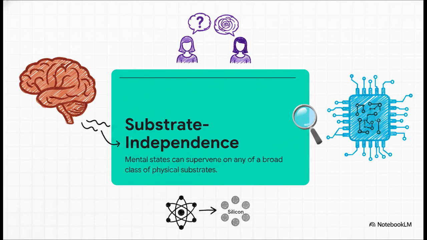Basically, this is the idea that mental states, your consciousness, your thoughts, your feelings, don't strictly require a biological carbon-based brain. As long as the structural and computational processes are perfectly replicated, a conscious experience could exist on a completely different substrate, like, say, a silicon computer processor. In short, carbon isn't strictly necessary for a mind to exist.